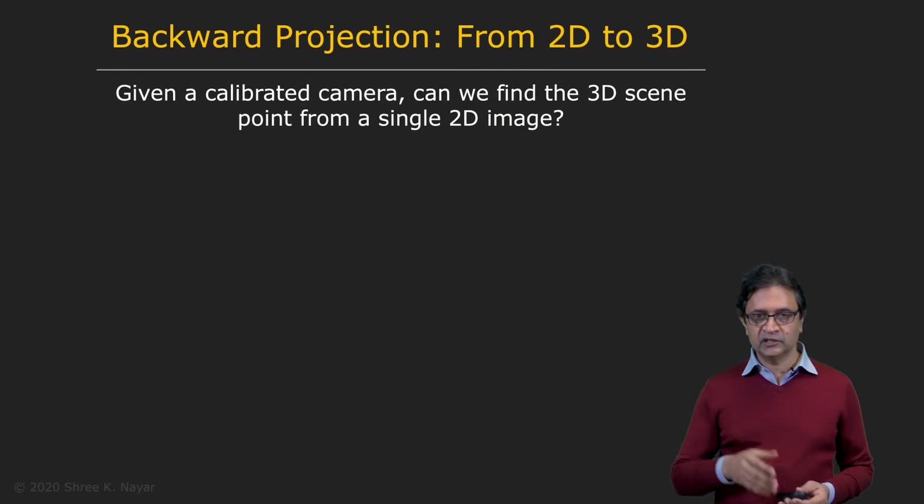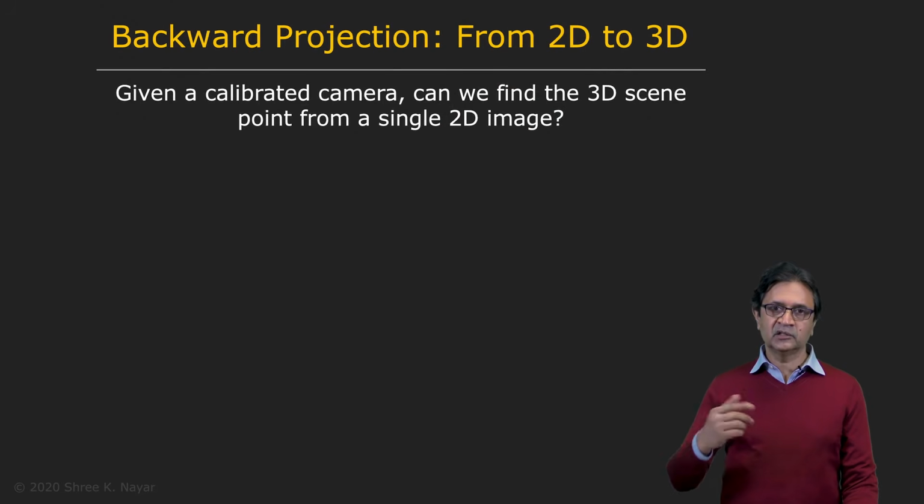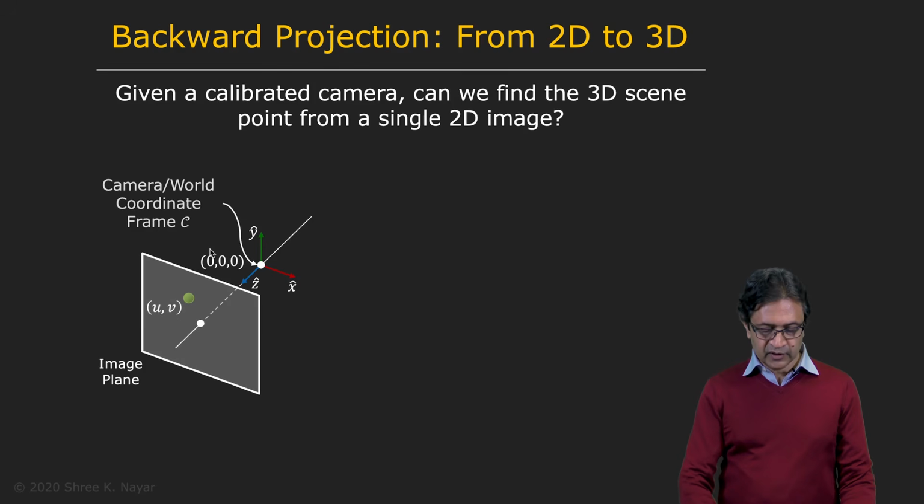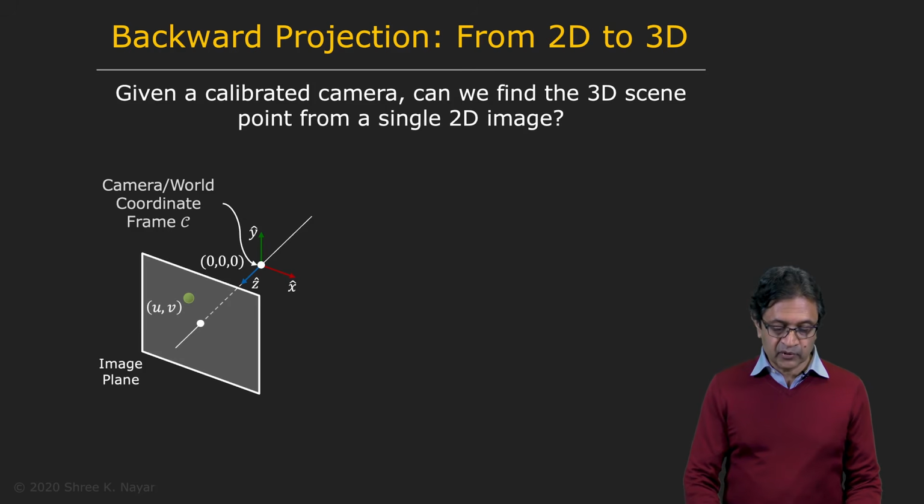First, let's take a look at what calibration actually gives us. Let's say you have a calibrated camera. The question is, can we find the 3D point corresponding to its projection in the image? That is, if you have this camera right here and it's fully calibrated, and I give you a single point in the image, can you tell me where the corresponding 3D point lies?